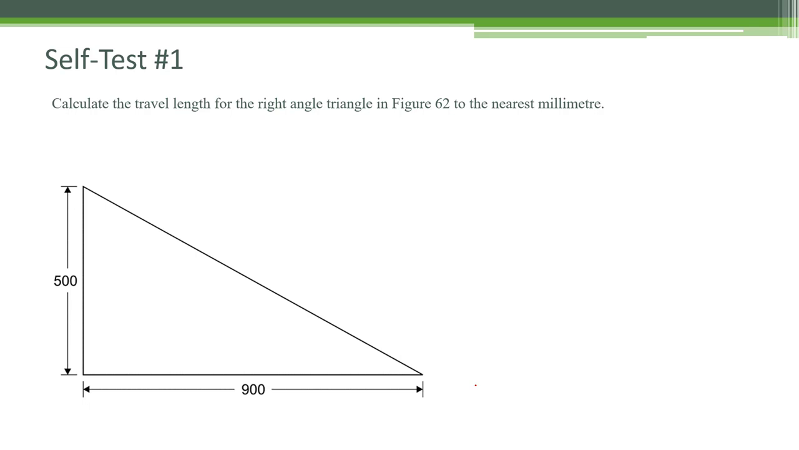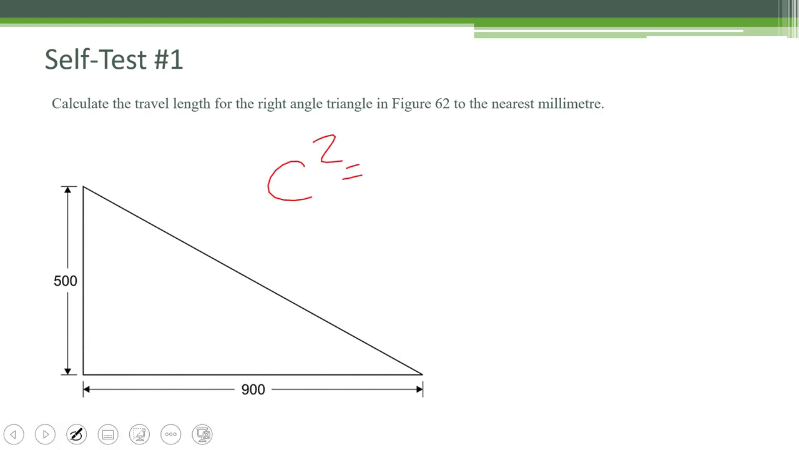Okay, so the self-test. The first question is just asking you to calculate the travel for the right angle to the nearest millimeter. So these ones, if I'm just looking for all the sides, I don't have to do trig. It would actually be impossible to do trig. To do trig, I need to know angles. But for sides, I can just use Pythagoras.